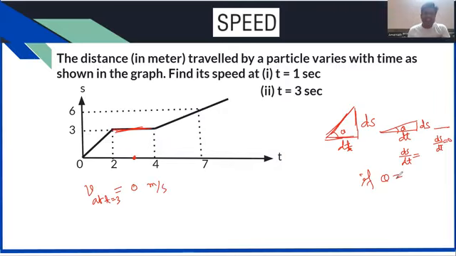See, at t equal to 2 seconds, the particle is at position 3. At t equal to 4 seconds also, the particle is at position 3 only. So what does it mean? The particle is stationary.